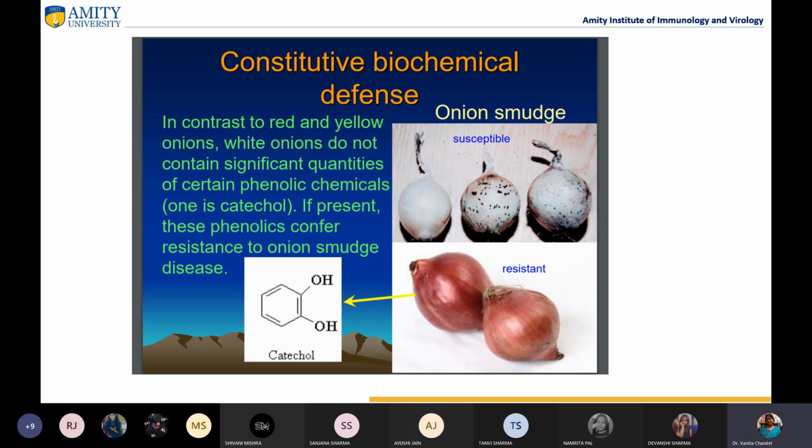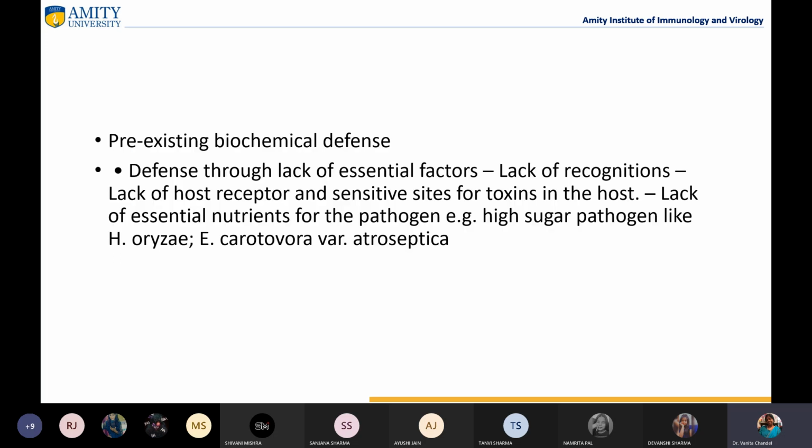Then these are the examples, again of constitutive biochemical defenses. So they say that there are two types of onions: the white or yellow onions, which do not contain significant quantities of certain phenolic chemicals, so they are susceptible to the pathogen. Whereas the red type of onions have phenolic compounds, which make them resistant to onion smudge disease, a disease which is caused by some pathogen, right?